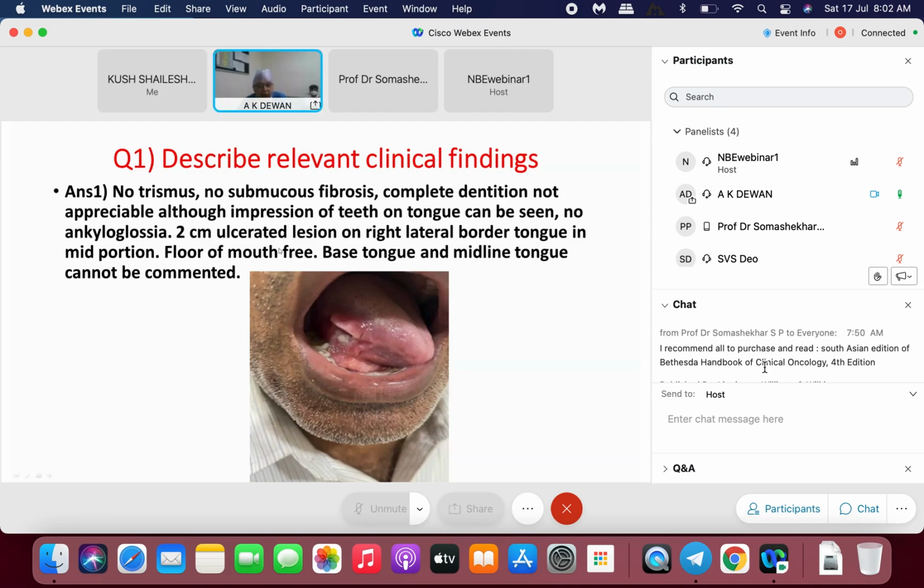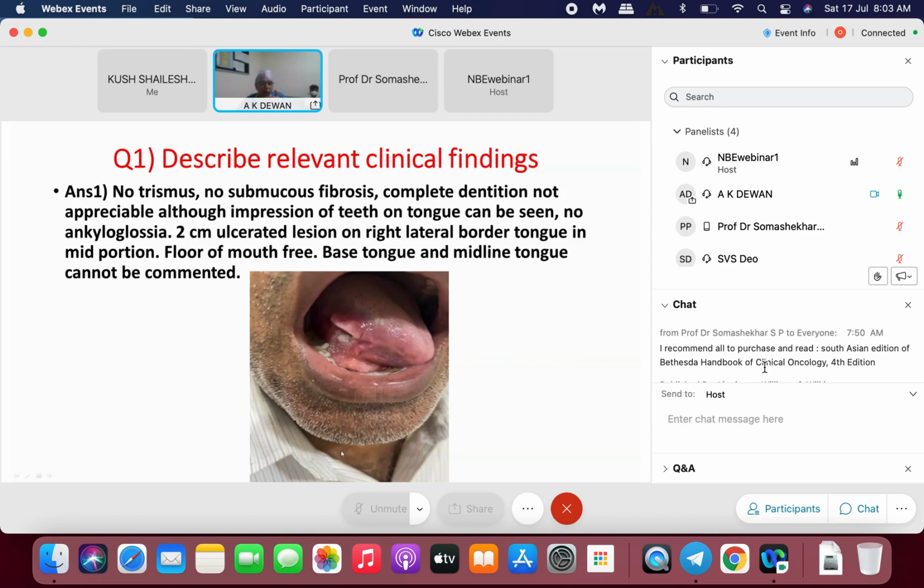A 2 centimeter ulcerated lesion on right lateral border tongue. You can say 1.5 centimeter, whatever. In mid portion of tongue, floor of mouth seems free. Base of tongue and midline tongue cannot be commented. You are not able to see the neck. So this should be your clinical finding.